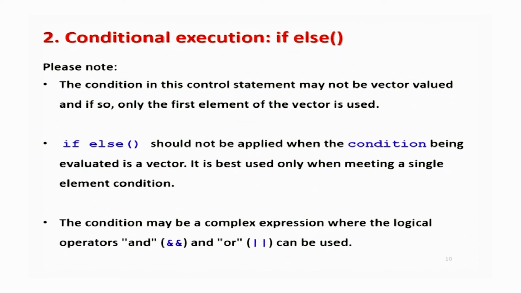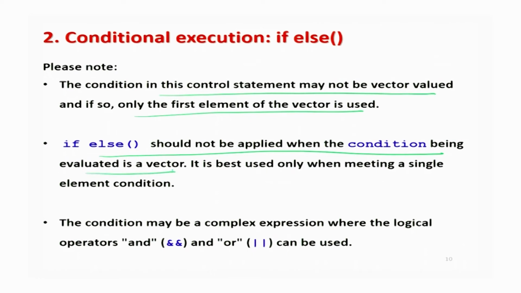In this if else condition, you have to be a little bit watchful that the condition in the control statement may not be vector valued, and in this case only the first element of the vector is used. Ideally, if else should not be applied when the condition we want to evaluate as true or false is a vector. This if else condition is best used when you are trying to have a single element.